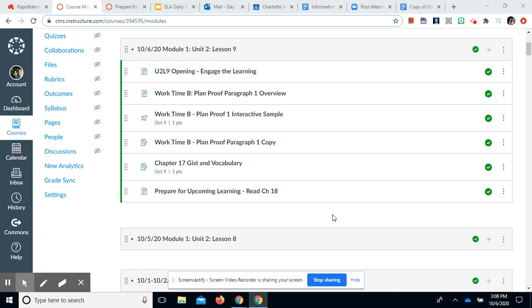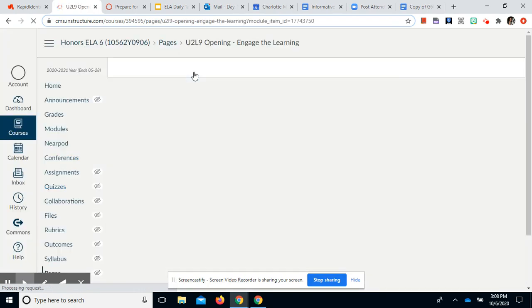All right, guys, let's take a look at lesson 9 as it was presented in class on Tuesday, October 6th. Starting with our opening, we looked at our learning targets.